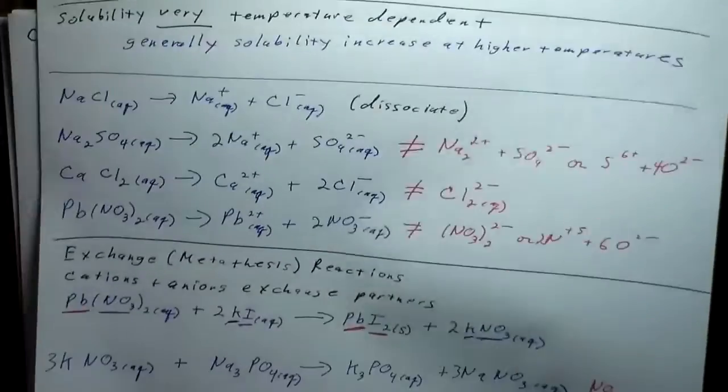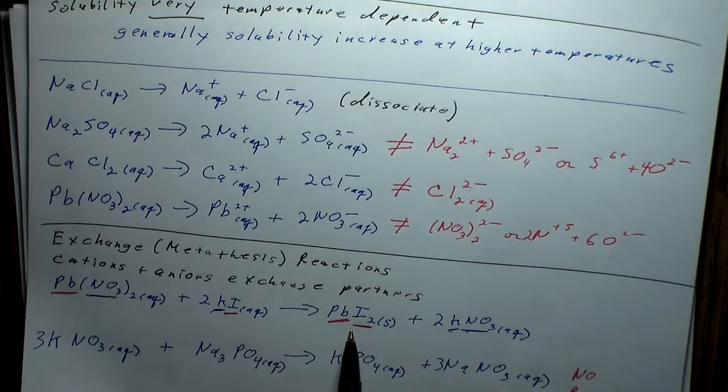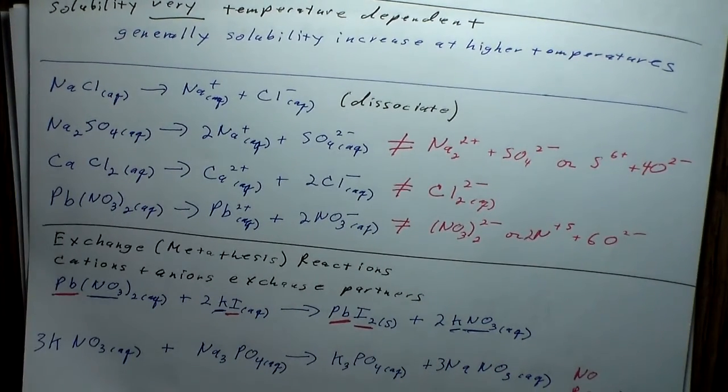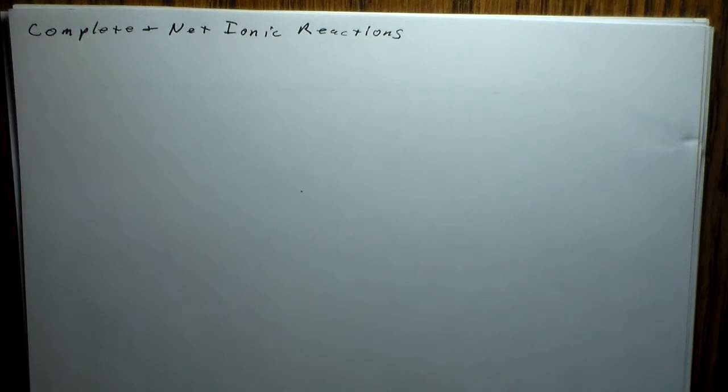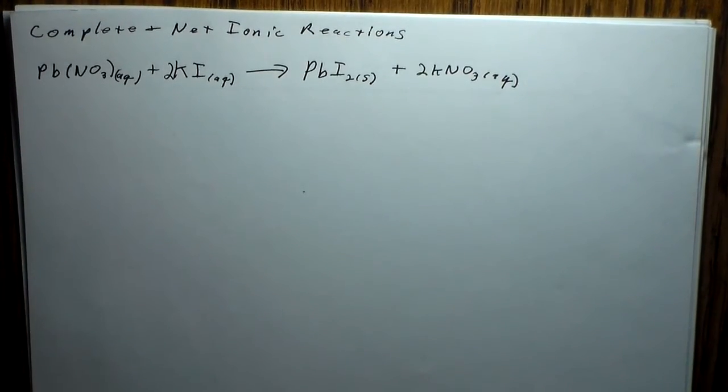Anyway, we'll be looking at a reaction that we had earlier, which was down here. The lead nitrate and some potassium iodide makes the lead iodide and the potassium nitrate. We're going to see how we can form the complete and net ionic reactions from this one. First of all, I'll just write out that equation again. So that's the exact same equation we started with.